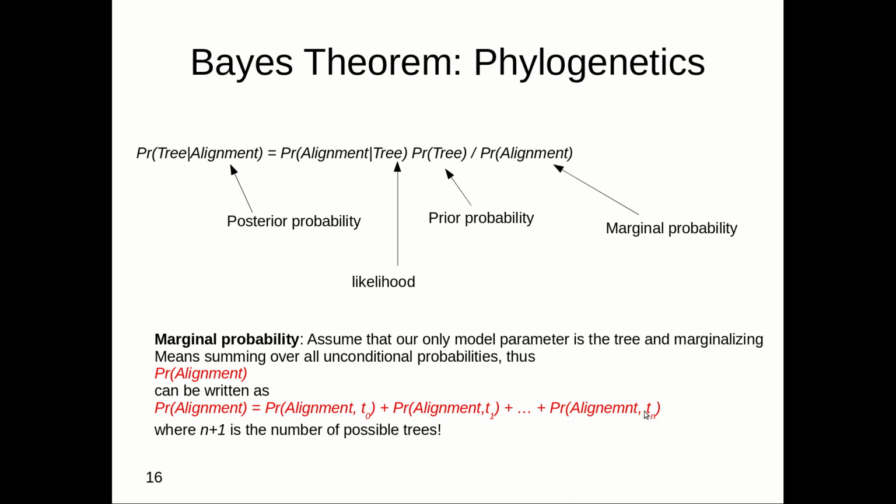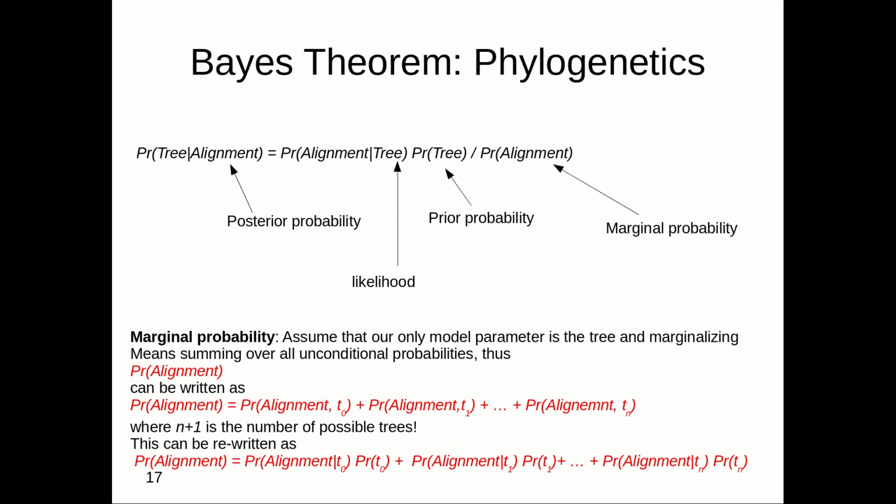So basically this means that we really need to sum over the joint probabilities of the alignment and all possible tree topologies. Since the number of tree topologies grows super exponentially with the number of taxa in the tree, this actually means that we cannot compute this marginal probability because it would just take too long.